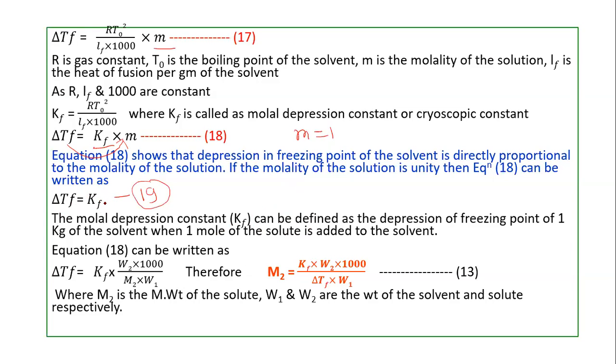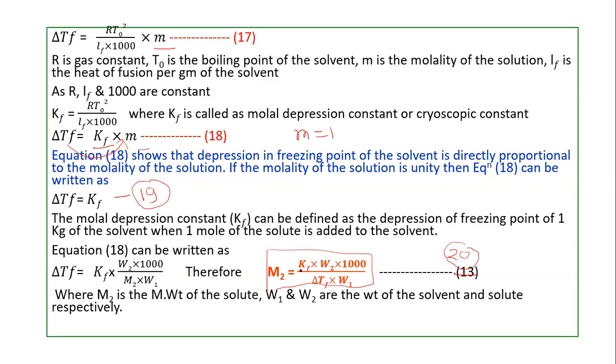Now equation 18 can be written by putting the molality once again: delta TF equals Kf into molality, W2 into 1000 divided by M2 into W1. Therefore finally we can write M2 equals Kf into W2 into 1000 divided by delta TF into W1. This equation 20 is the relation between the depression in freezing point of the solvent and the molecular weight of the solute. What is M2 here? M2 is the molecular weight of the solute.